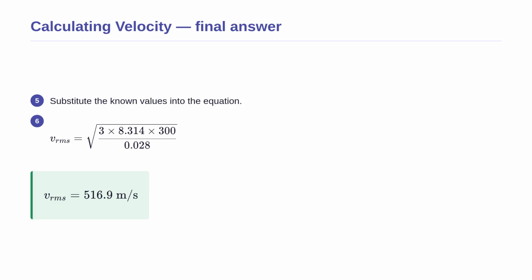Continuing with our calculation, we now substitute all of our known numerical values into the equation. We place 8.314 in place of the gas constant, insert 300 for the temperature, and put 0.028 in the denominator for the mass. After multiplying the numbers in the numerator and dividing by the denominator, we take the square root of the result. This gives us a final answer of approximately 516.9 meters per second. Physically, this means that at room temperature, nitrogen molecules are zipping around at over 500 meters every single second, which is actually faster than the speed of sound.